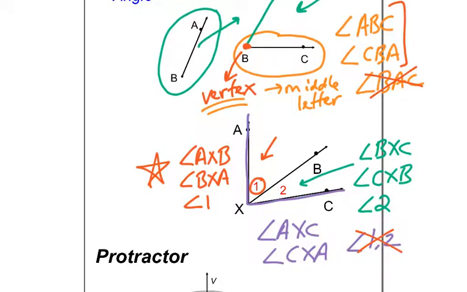So we can label them by three letters and always have the vertex as the middle letter. Or if there is a number inside, we can use that number as a reference for the angle as well.